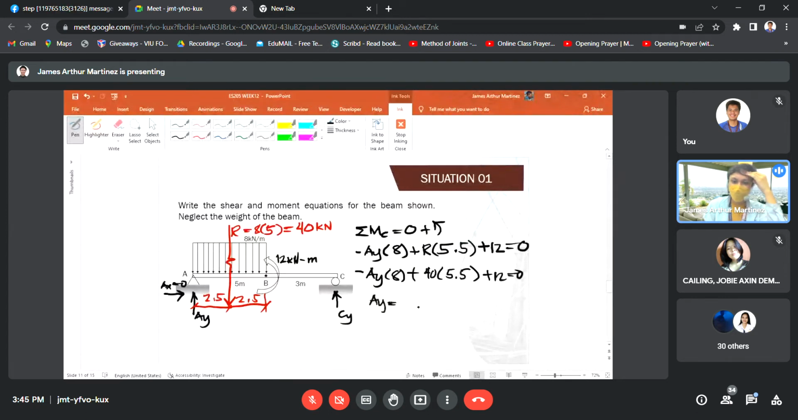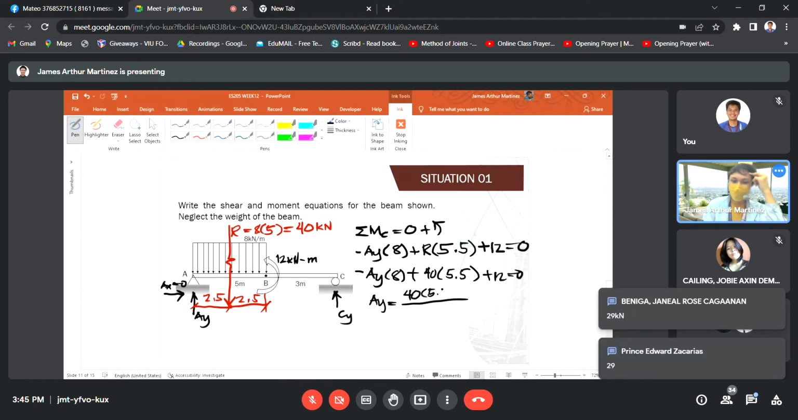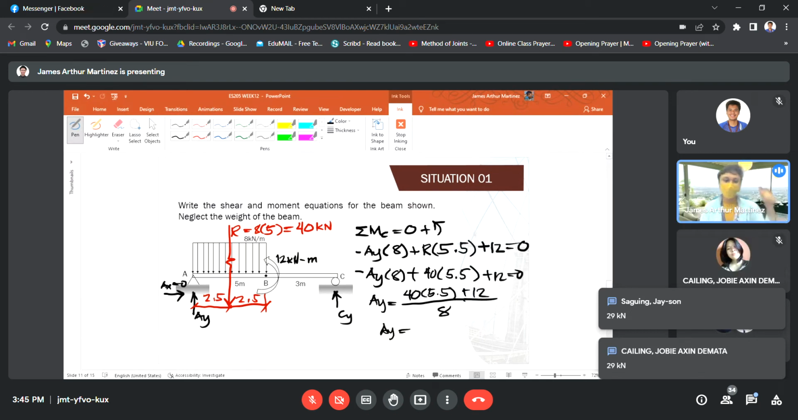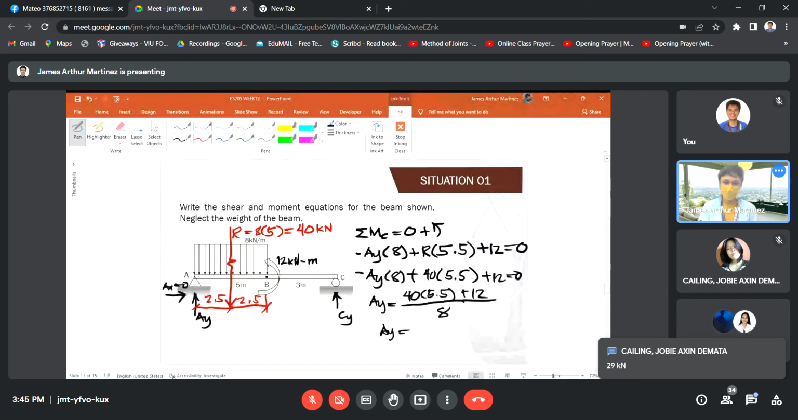Therefore, AY, if we arrange it, or transpose it to the right side of our equation, it becomes positive, right? Then, divide both sides by 8. Plus 12 over 8. Therefore, AY is how much? 29 kilonewton.